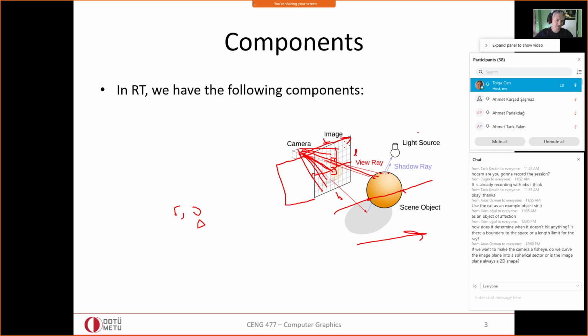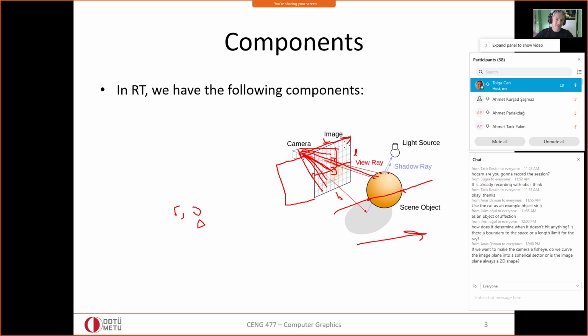And in ray tracing, we will not have a bounding box in general. So the other question, if you want to make the camera a fisheye, yeah, we sometimes curve the image plane. We don't have a rectangular image plane, but we can also do a fisheye rendering with a planar image. But if that image is very close to the camera, you will also have a fisheye effect. You will be able to see a field of view which is really large, close to 180 degrees.